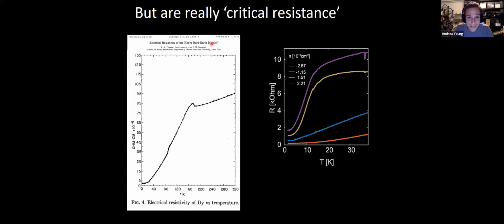Electrical resistivity of heavy rare earth metals. They just measured a bunch of them and a lot of them look like this. So I think what happened is the people who used to do these things are all dead. Totally, absolutely. This is just a lost fact, because this is fascinating.